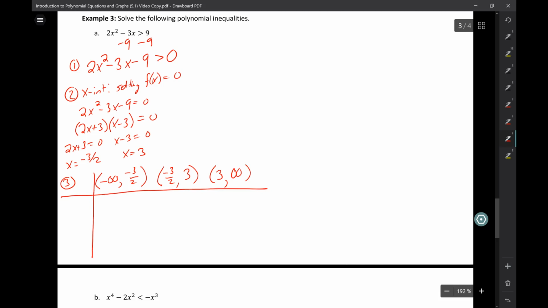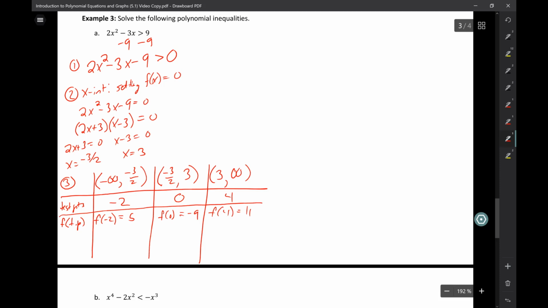We then choose test points like usual, just like above. Therefore, I'm going to choose negative 2, 0, and 4. And we evaluate the function at each of these test points. So therefore, we have f of negative 2. And if we substitute in everywhere we're seeing x a negative 2, we get 5. We have f of 0 gives us negative 9, and f of 4 gives us 11.